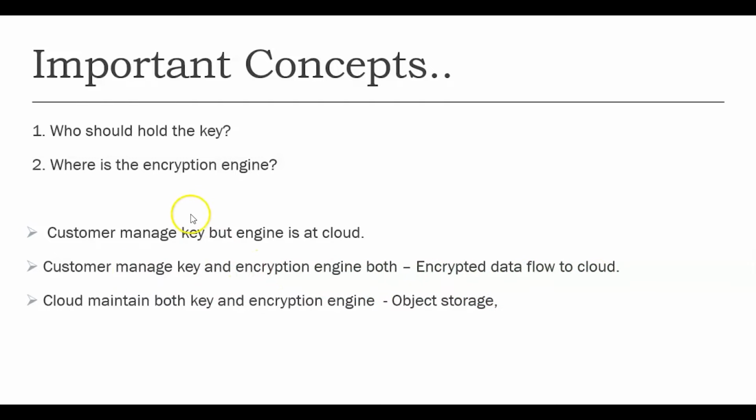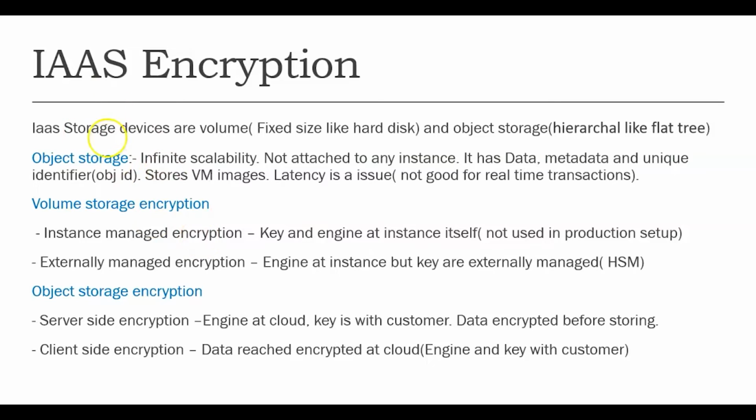There are advantages and disadvantages of both approaches, which we'll discuss. And the third is where the cloud maintains both the key and the encryption engine, like object storage and others as an example. When encrypted data flows to the cloud, it is more secure, but again the cloud will not do any processing. So we'll cover this in the next slide.